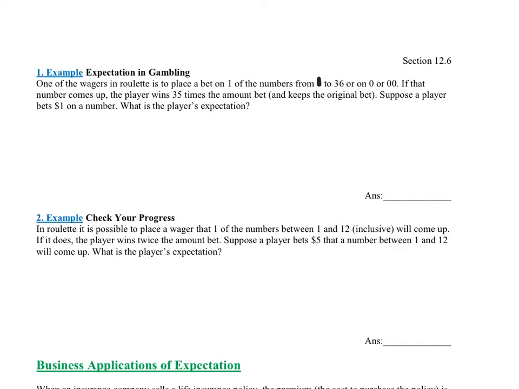What is the player's expectation? Okay, so expected value. There's a couple different ways that we can do this. Let's look at this one way. There's two things that can happen. This player can win money or they can lose money. Okay, so what's the probability that they win?